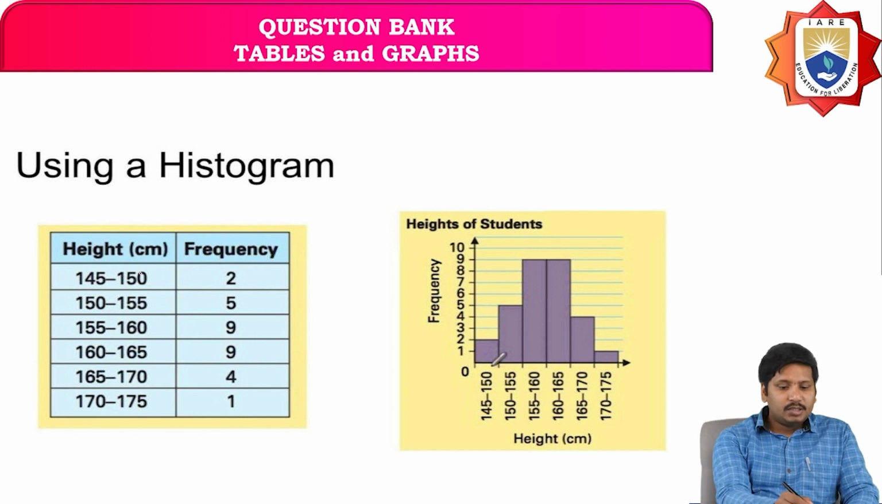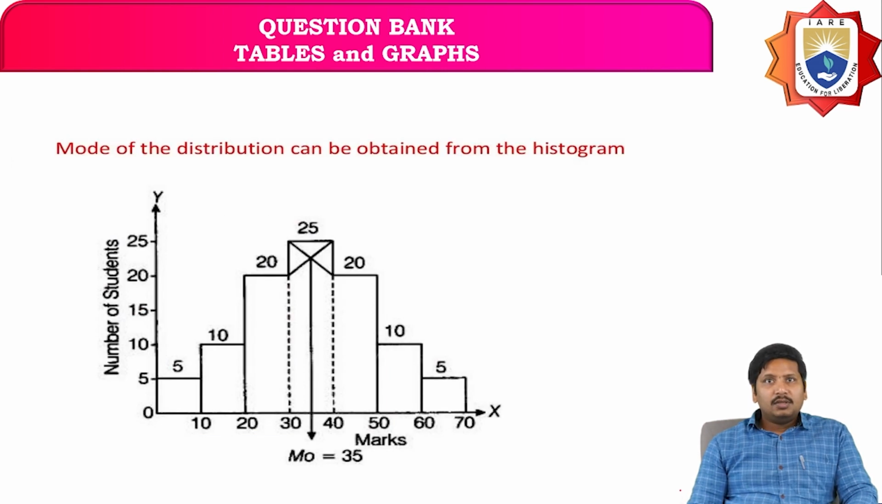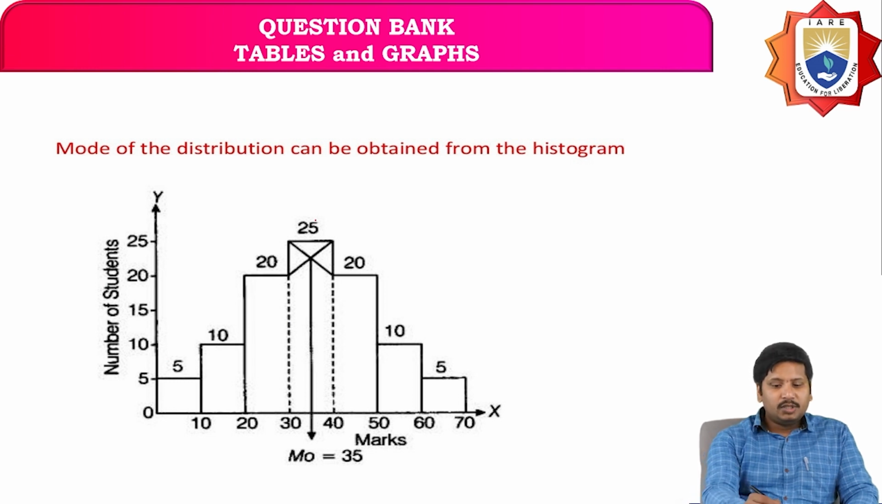So I'm going to consider the class intervals 145 to 150, how many people, then 150 to 155, 155 to 160. Like this, I can mention the frequency values. From those frequencies, I construct the histogram like this. And the mode of the distribution should also be obtained. So the center of the graph is going to be considered the mode of the histogram.